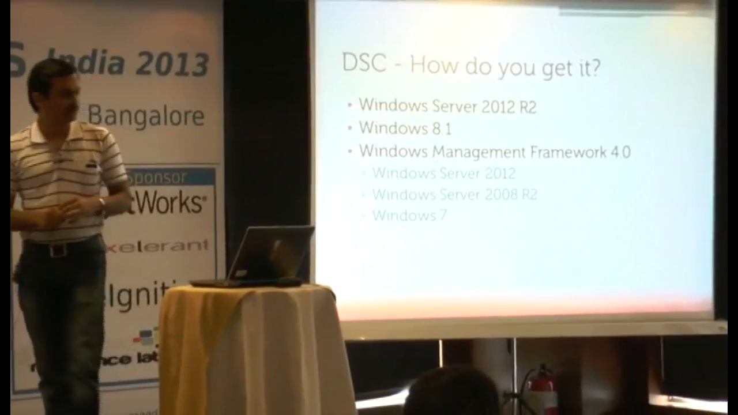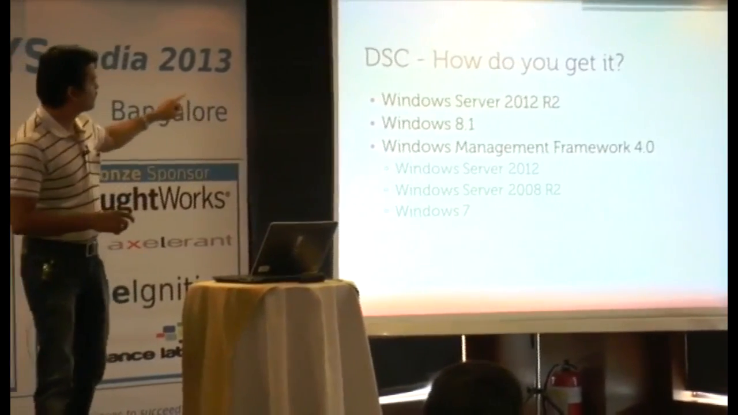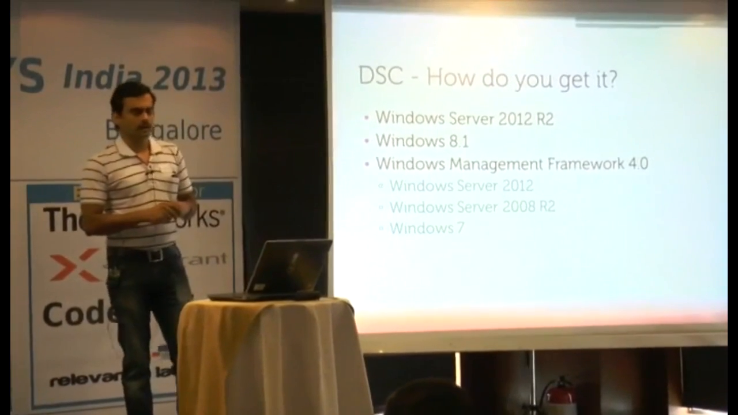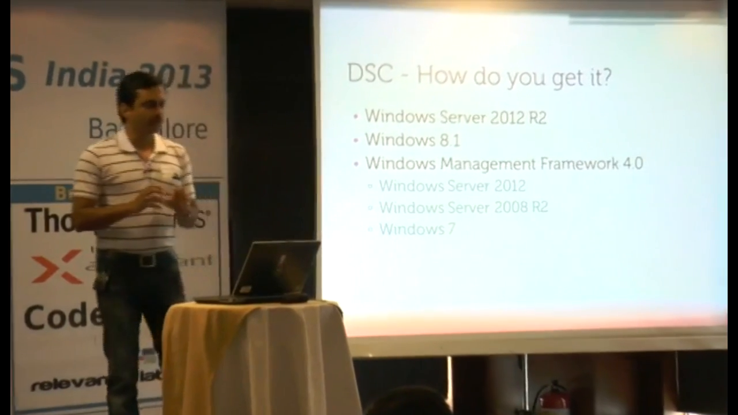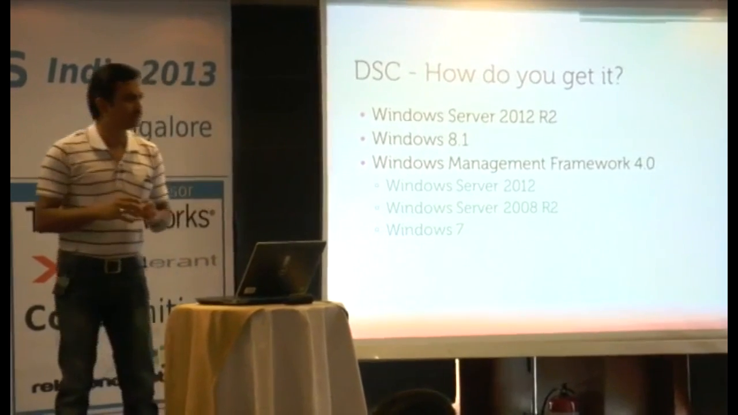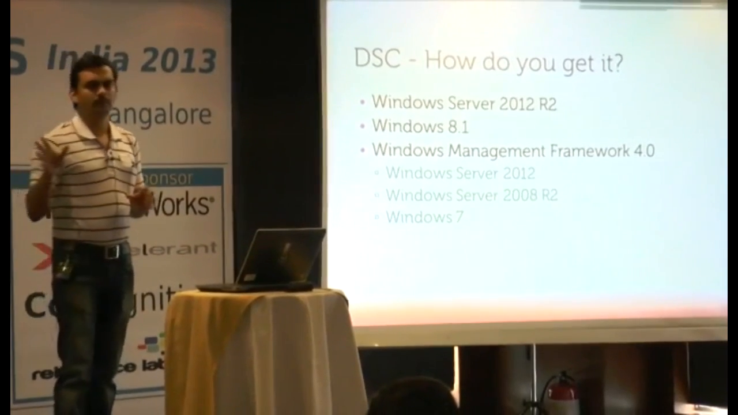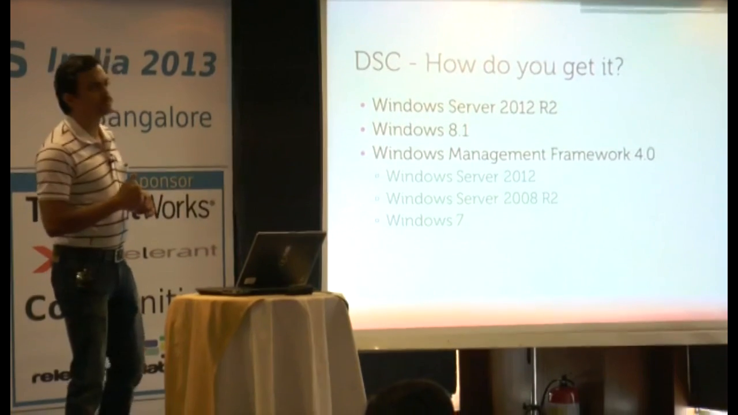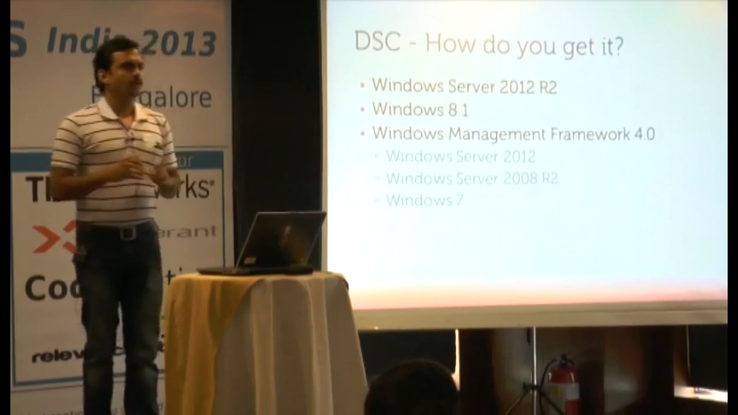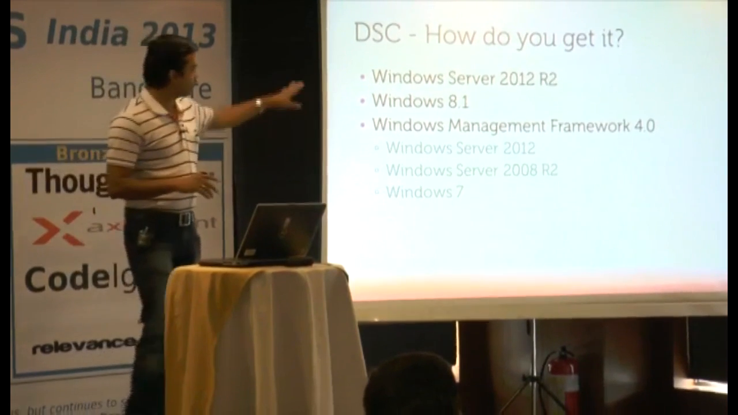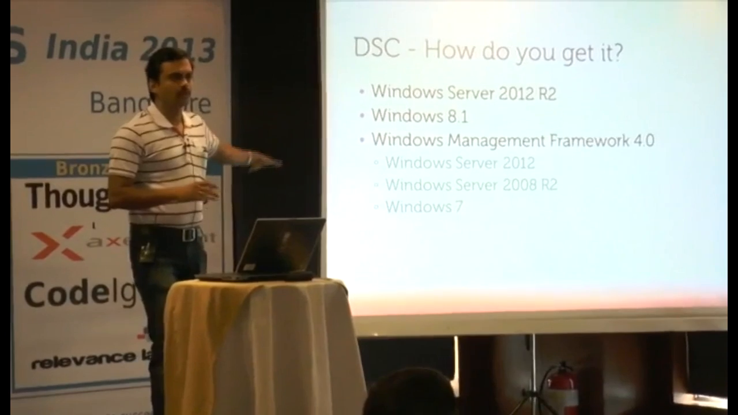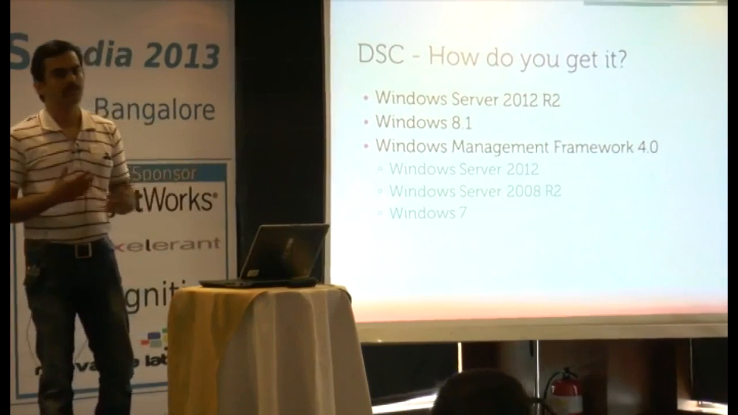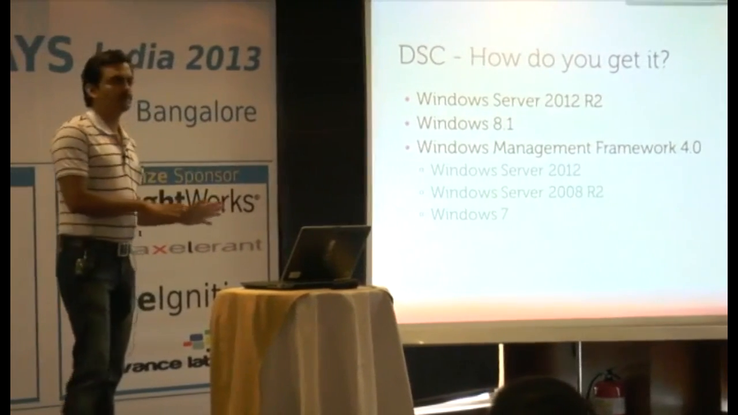Now, how do you get it? There's a catch here. It comes built in with Server 2012 R2 and Windows 8.1. You can also get a package called Windows Management Framework 4.0, which is downloadable free of cost. You can install it on Server 2012, 2008 R2 and Windows 7. Okay. So Desired State Configuration is now supported on all these operating systems. At the down level, you will not have any support for it. For example, Windows XP, Windows Vista, Windows 2003, 2003 R2, Desired State Configuration will not be supported.